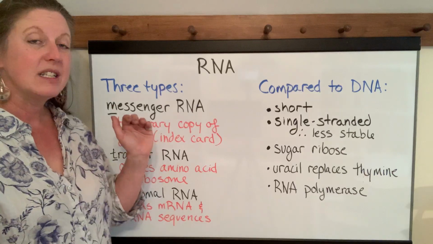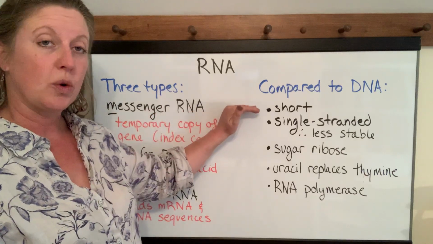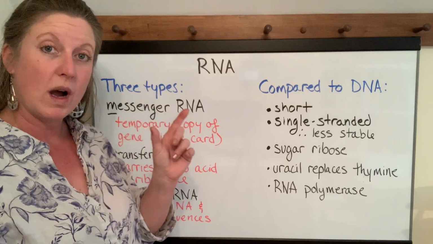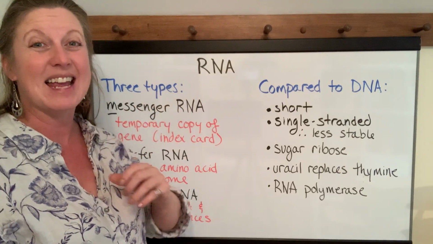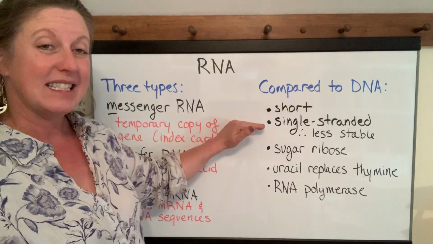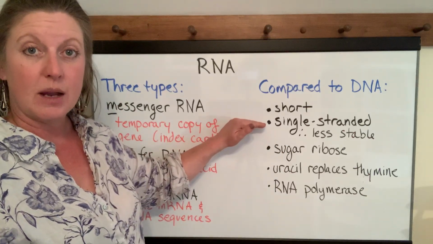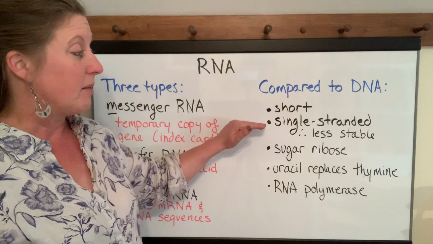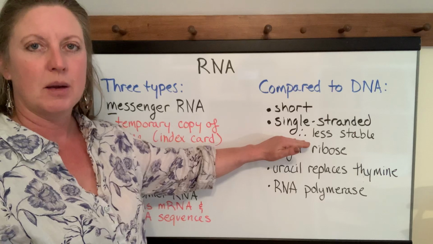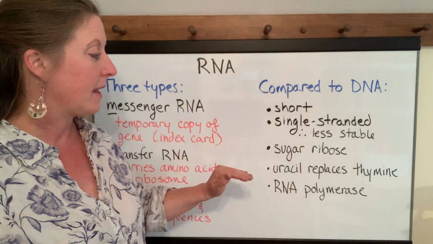Now, compared to DNA, RNA is short. The longest RNA would be messenger RNA, and it's only one gene long, whereas DNA is thousands of genes long. RNA is single-stranded, unlike DNA, which is double-stranded. Because it's single-stranded, it's also less stable. That's what makes it a temporary copy of the gene.